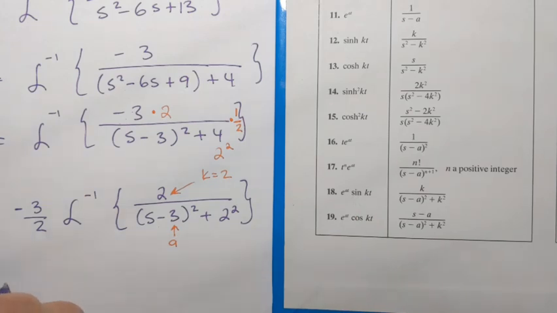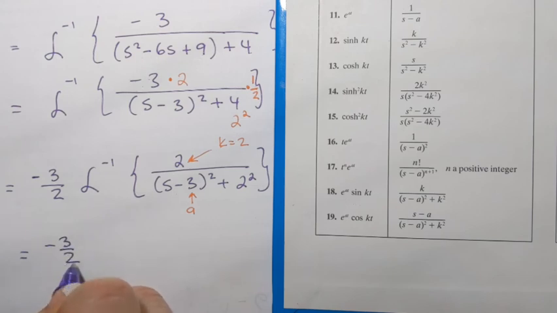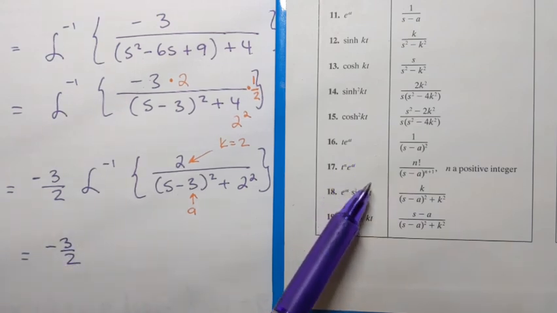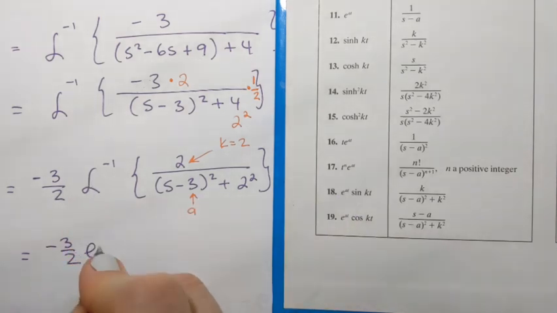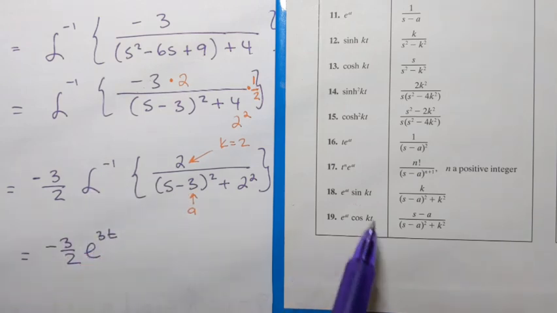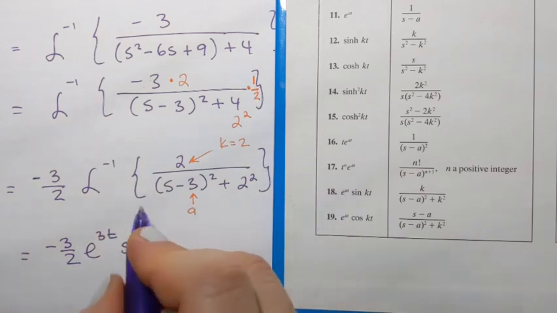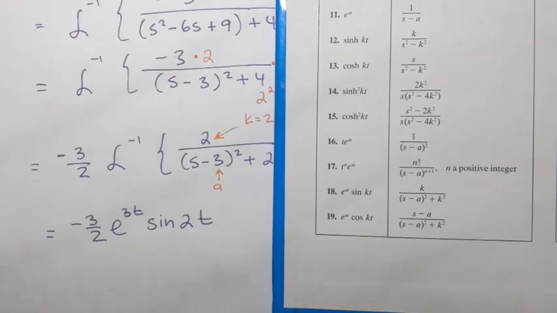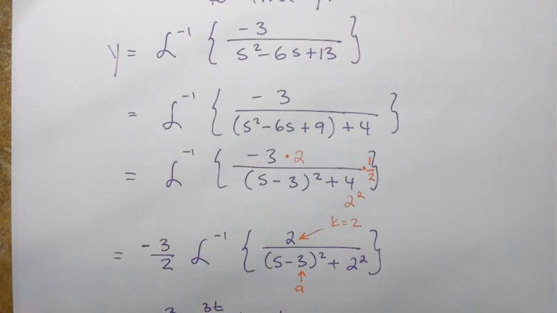So let me write that down. So I still have -3 over 2 in the front, and then the result of that inverse transform, where is it? Right here. It's e to the power a t, so it's e to the power 3t, a is 3, and then times sine of k times t. k is 2, so it's 2t. And that's going to be the solution. This is what y equals. Remember, that's how we had to find y, and we obtained it.